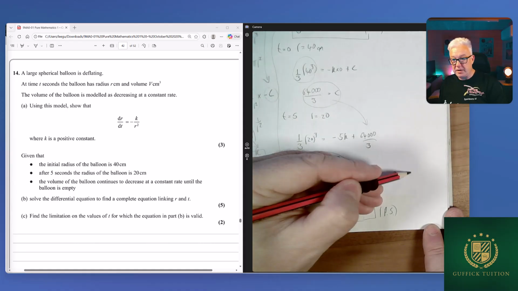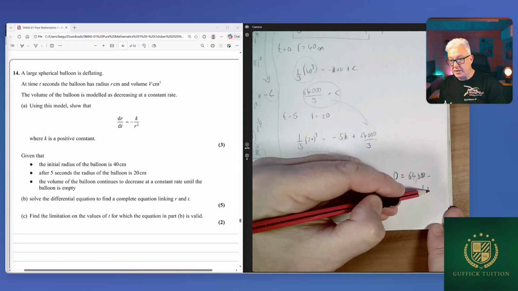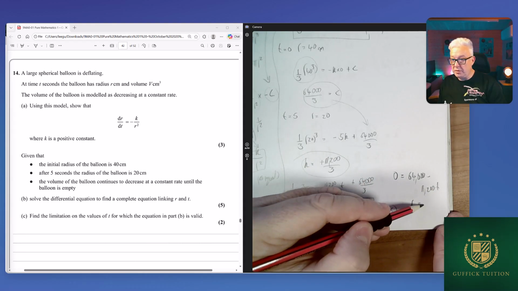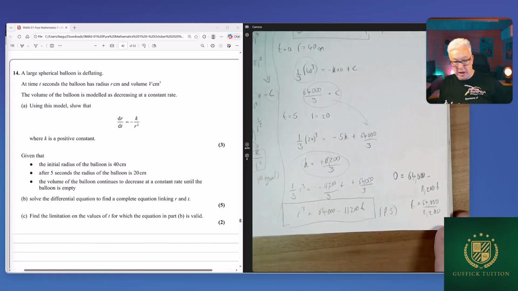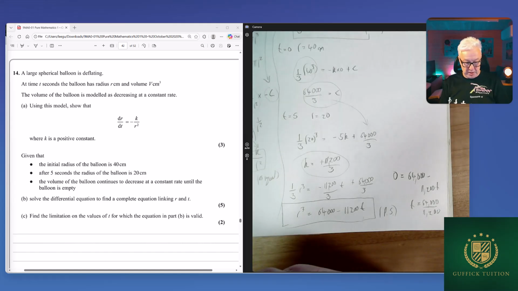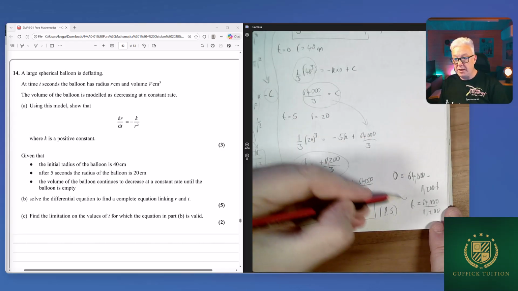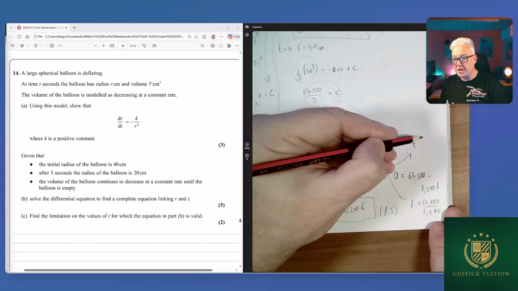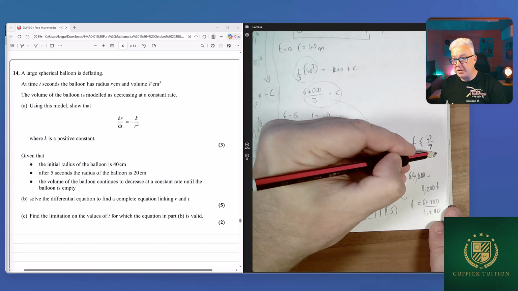So we're going to have 64,000 minus 11,200 t equals 0. So therefore t is going to equal 64,000 divided by 11,200. Okay, so let's just see what that gives us. So that gives us 64,000 divided by 11,200 is 40/7. So the limiting factor is that the time is only valid, so time must be less than or equal to 40/7, and the units are seconds.